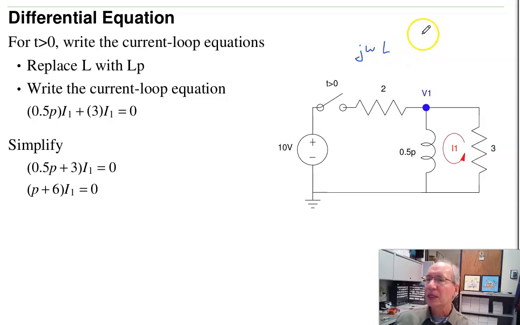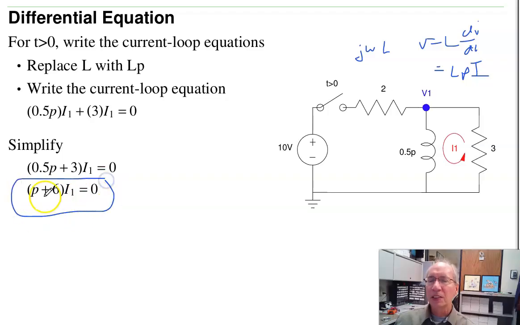Substitute with P, or it's V is L di dt. P means derivative, so it's LP times I. Impedance of an inductor is LP. So there's LP. Do your loop equation. I get 0.5P times I1 plus 3I1 equals 0, or P plus 6 times I1 equals 0. That's the differential equation that describes this.